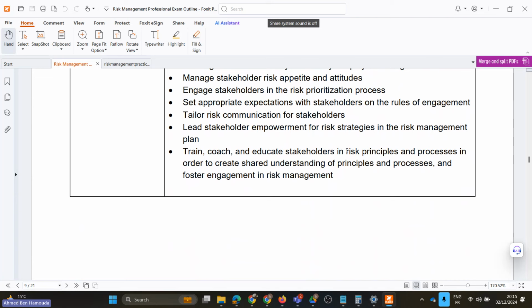So even having the right terminology with the stakeholders is quite important, because not all of the stakeholders can differentiate between an issue and a risk. Okay. So in order to create a shared understanding of the principles, also the processes, and here I will stop for a moment. Because as a project manager, I have suffered a lot with this. And let me explain to you how I have suffered.